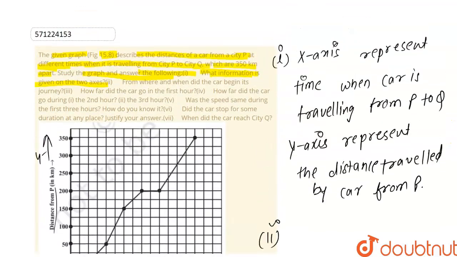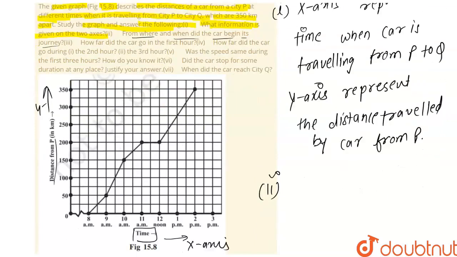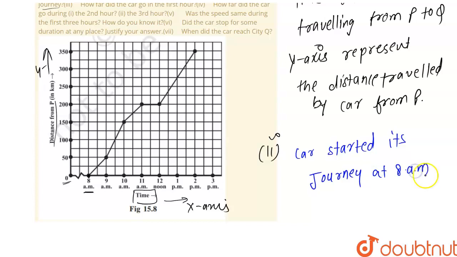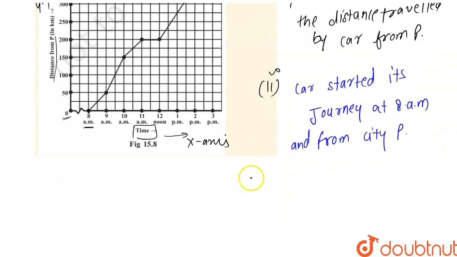Now let's move to the second part. The second part is, from where and when did the car begin its journey? Here you can see that at 8 a.m. the car traveled the distance 0 km. It means it started its journey at 8 a.m. So we can say that the car started its journey at 8 a.m. and from the city P, right?